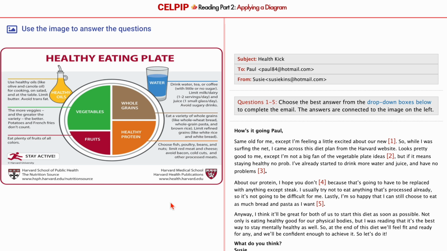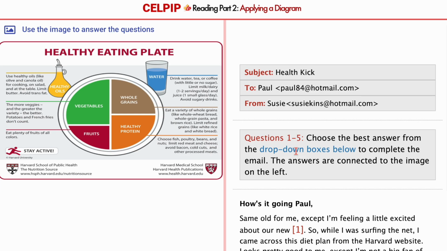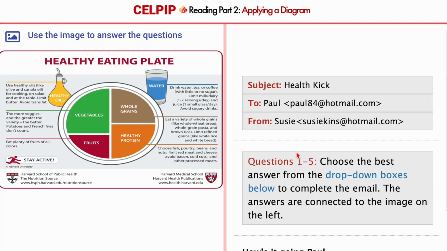So let's get started. Now we don't have time here, but Reading Part 2 is usually 9 minutes. And so we're going to analyze together. We're going to use time and we're going to try to understand the questions together. Now I'm going to zoom in here so we can read better. There we go.